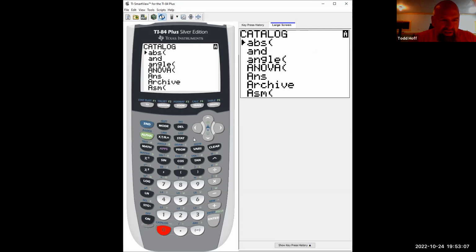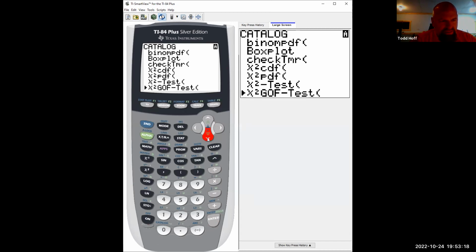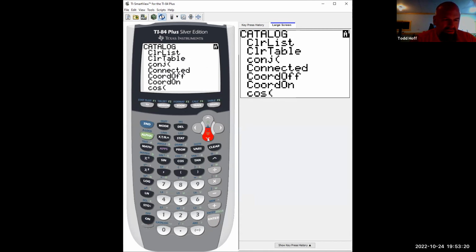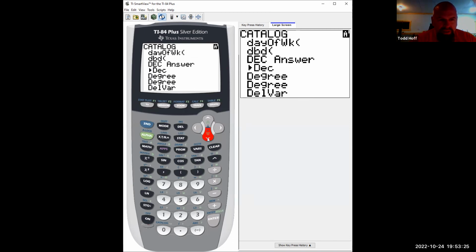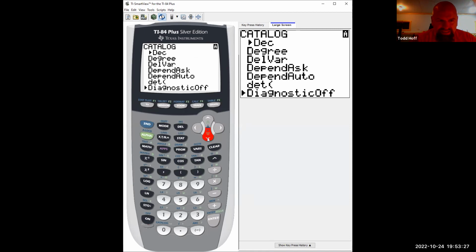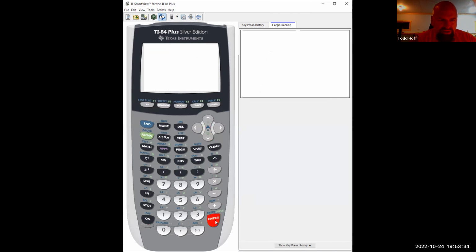So if you go to catalog again, we're going to go all the way down here to diagnostics. So right now, my calculator has diagnostics turned on. Unfortunately, most calculators have diagnostics off as their preset value. So I'm going to show you what that looks like. I selected diagnostic off, and I have to hit enter again to activate it.